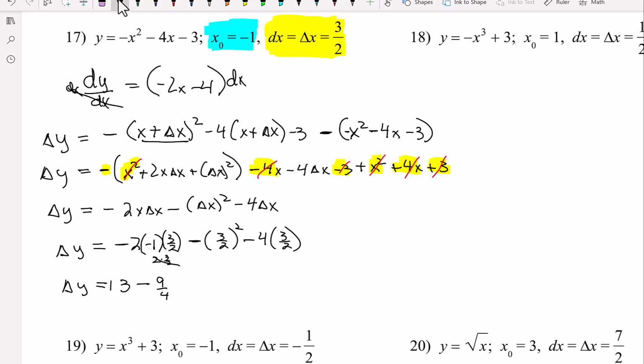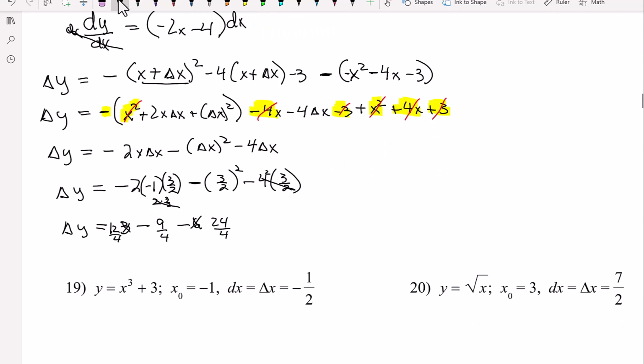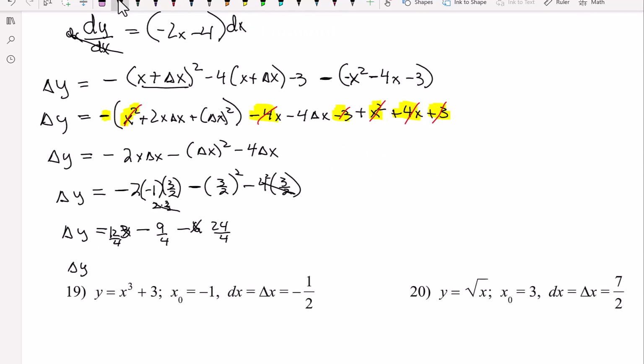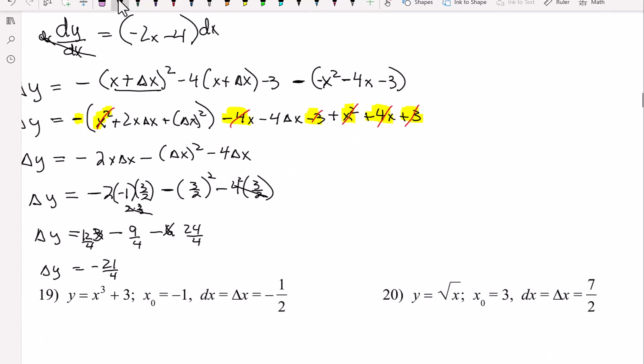So we could actually rewrite this as 12/4. And then if you cancel that, that becomes a 2. That subtracts 6. But instead of 6, we can write that as 24/4. All right. So 12 subtract 9 is 3. 3 subtract 24. Looks like this is negative 21/4 is the delta y. If I didn't make a clerical error up there someplace, which is plausible.